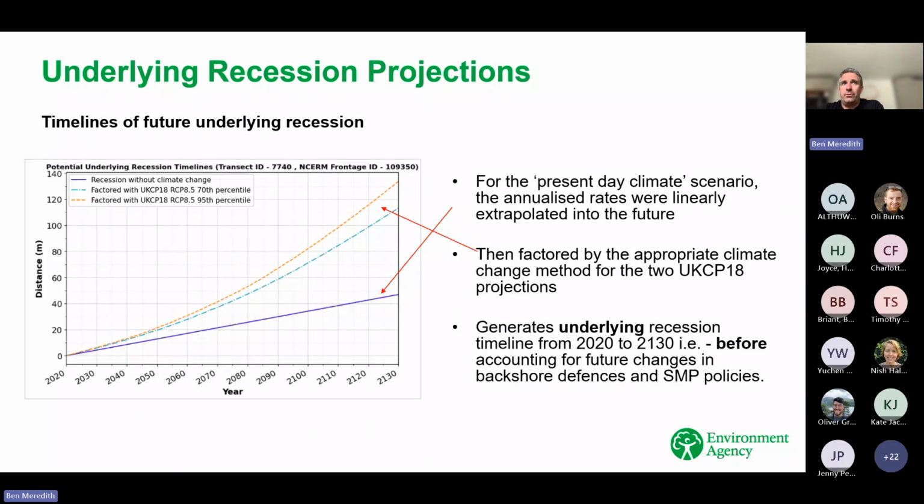Also, it's key to remember, of course, that NCERM is a long-term predictive tool, and so episodic events are generally deemed to have been evened out over such timeframes. The graph here also shows the increases due to climate change. I'll explain what we did for that on the next slides. So this therefore gives us our underlying recession timeline from 2020 up to 2130, onto which we can then add in adjustments based on the influences of defences and shoreline management plan approaches.